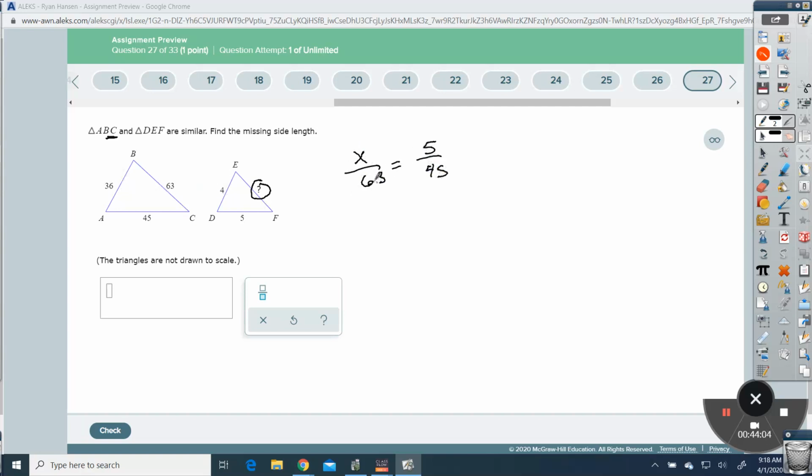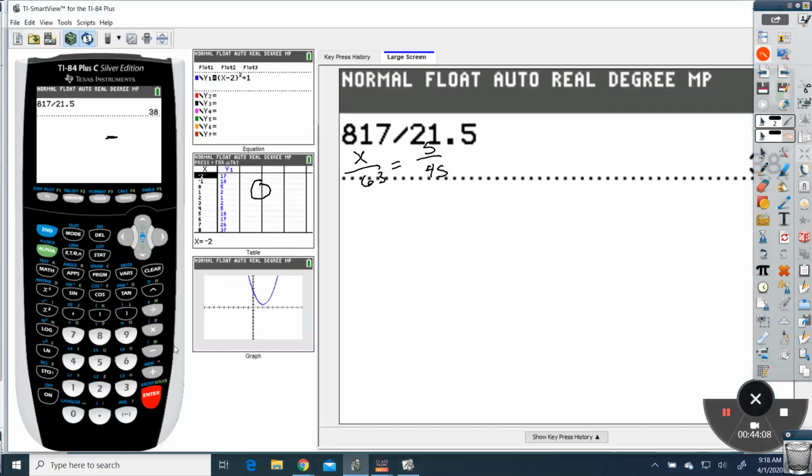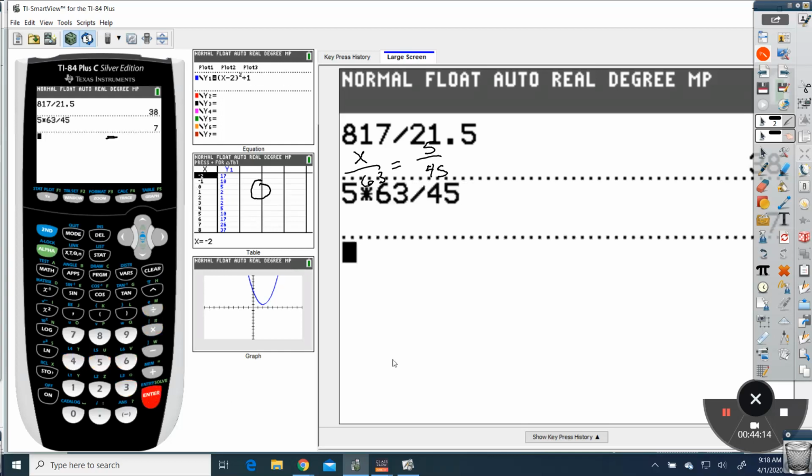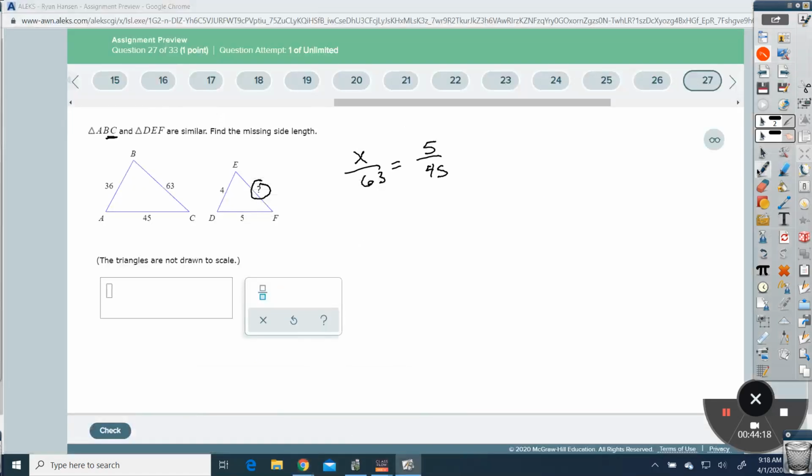So now I'm just going to go 5 times 63 divided by 45. And the answer is 7. So I come back to this and I say this question mark is 7. And if you think about it, these are all just multiples of 9. So 4 times 9 is 36, 5 times 9 is 45, 7 times 9 is 63. So that's another way to do that problem.